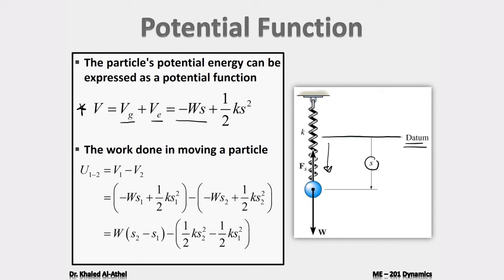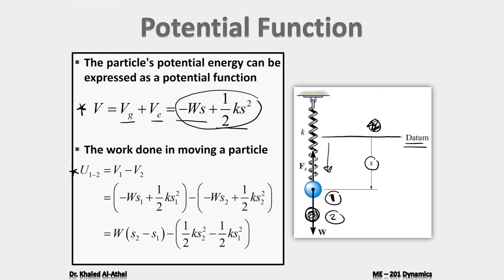Now, let's look at the work done in moving this particle. So I'm looking at U1 to 2. So it's going to be V1 minus V2. So let's write the expression. I'm going to show you that this ends up being exactly as the principle of work and energy. It's the same as the work done. So V1 will equal to, take the same expression here and write it twice for position 1, position 2. I'm assuming position 1 is here and position 2 is, let's say, somewhere here. It moved twice, let's say.